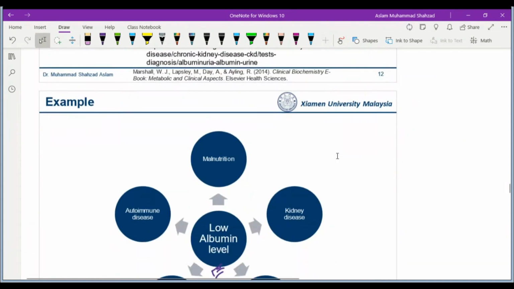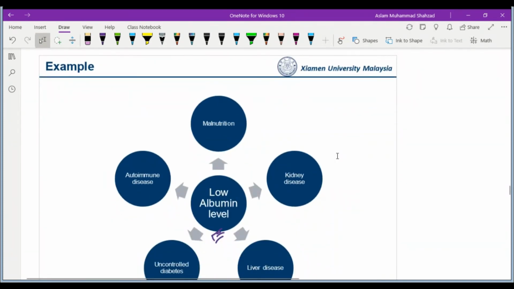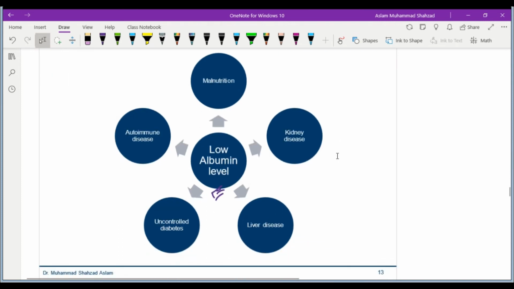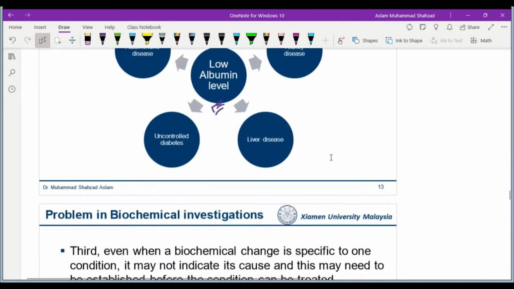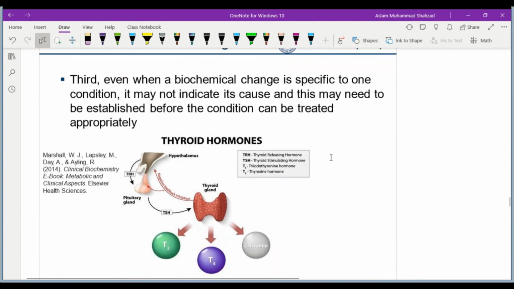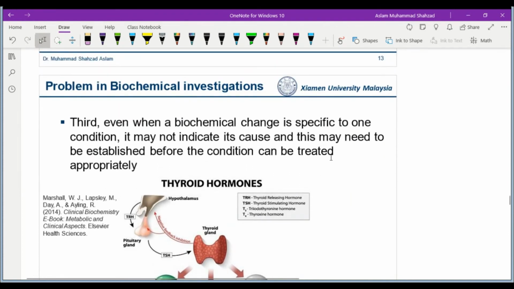So it is difficult to diagnose with biochemical parameters to identify the exact cause of the disease. The third problem in the biochemical investigation is that even if a biochemical change is specific to one condition, it may not indicate its cause, and this needs to be established before the condition can be treated appropriately.